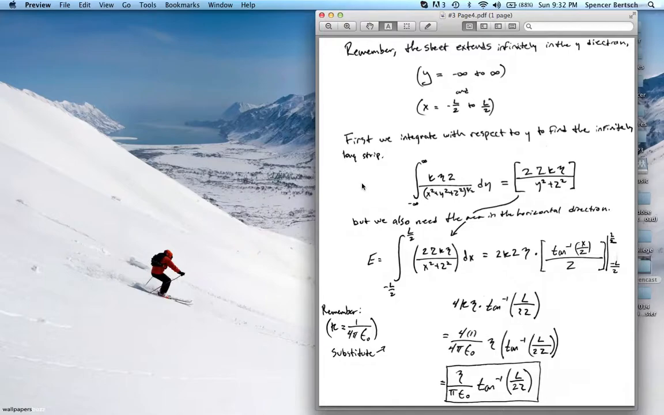Okay. So then what you do is you integrate from negative infinity to positive infinity k eta z divided by x squared plus y squared plus z squared to the 3/2 dy equals this value. I didn't actually do that integration, I just put it into Wolfram Alpha, but once you have this value, then you just integrate again, because you use a double integration.